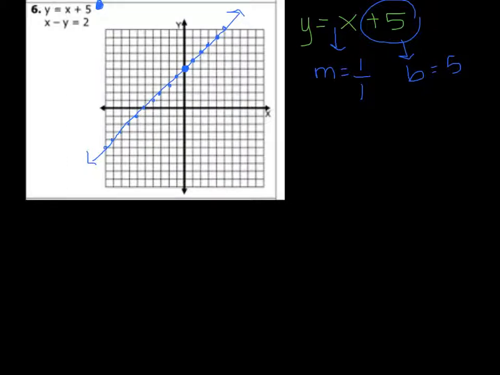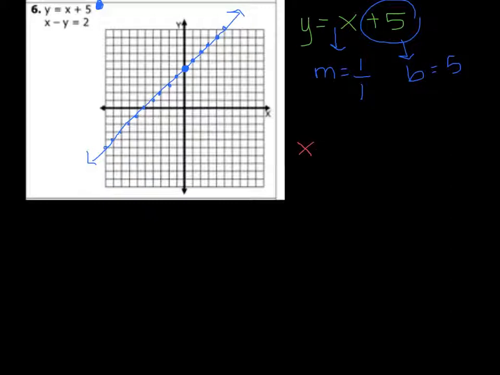Then to graph my second line, there's two ways that you could do this. Notice that this line is written in standard form. That's when x and y are on the same side and then c is all by itself over there. So I could rewrite this in slope-intercept form, which seems to be what you guys like the best. So that's what I'm going to do.